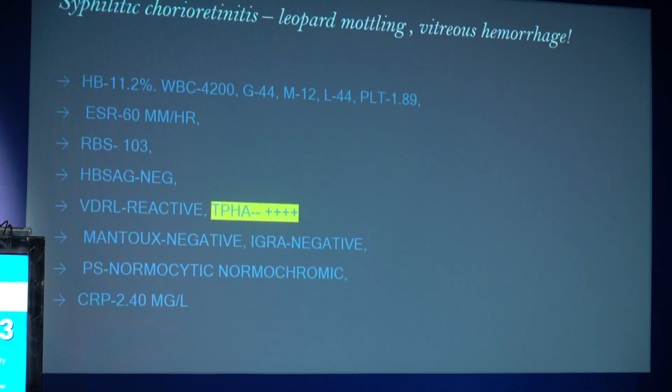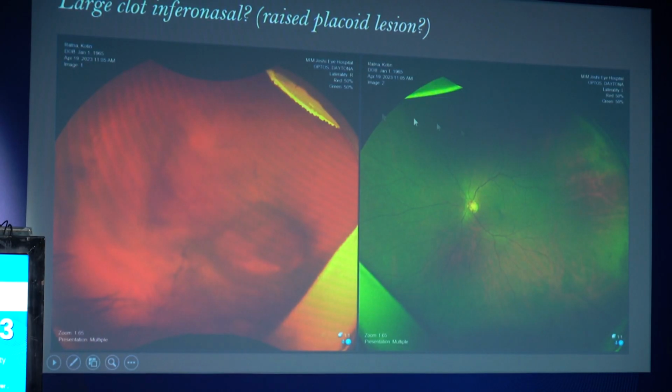You can see this leopard mottling here with placoid lesion, and another feature of vitreous hemorrhage as well. So we did do her uveitic workup and found that TPHA was also positive along with HIV, as we already knew. So we diagnosed this as a case of syphilitic chorioretinitis based on the investigations, the leopard mottling and vitreous hemorrhage also. Vitreous hemorrhage, I have learnt, is caused by syphilis as well.